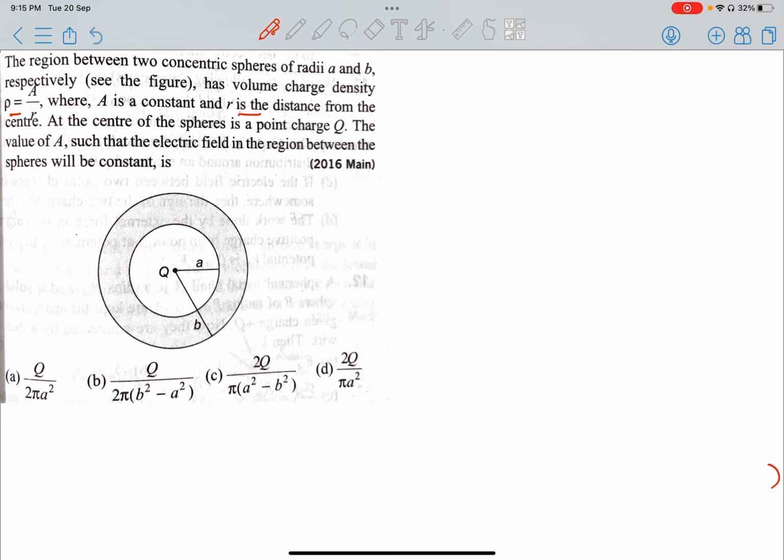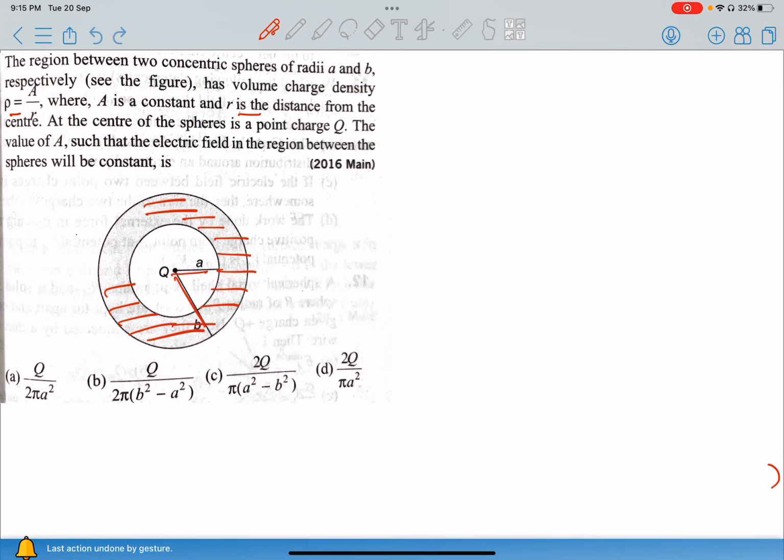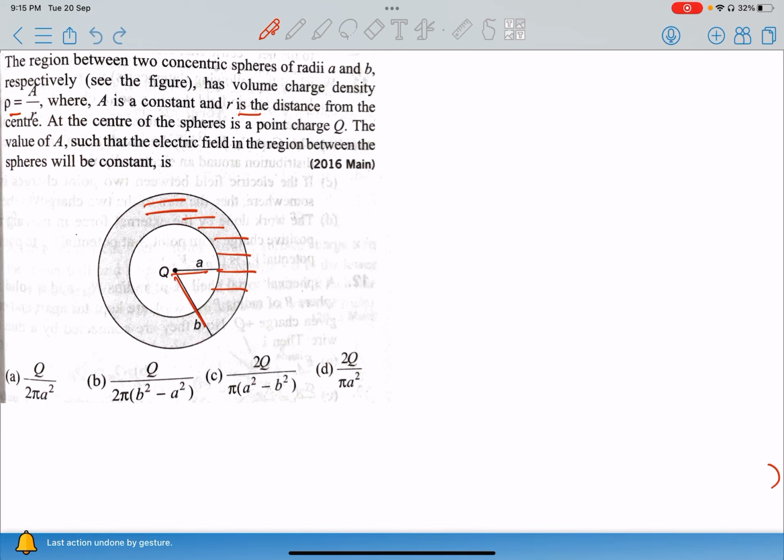So what is happening is there are two spheres of radii A and B, and the region between these two spheres has a material with a charge density of A by R. Please note that the charge density depends upon the distance from the center. It is inversely proportional to R. So the charge density is lower when the radius is low, and higher as we go away from the center. Okay, let's move ahead.